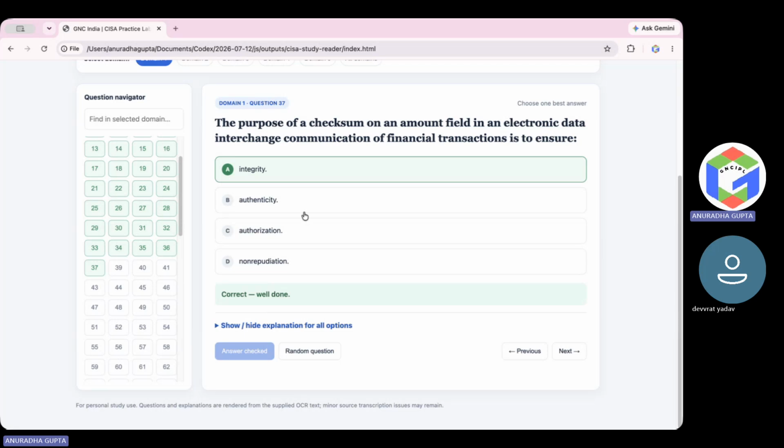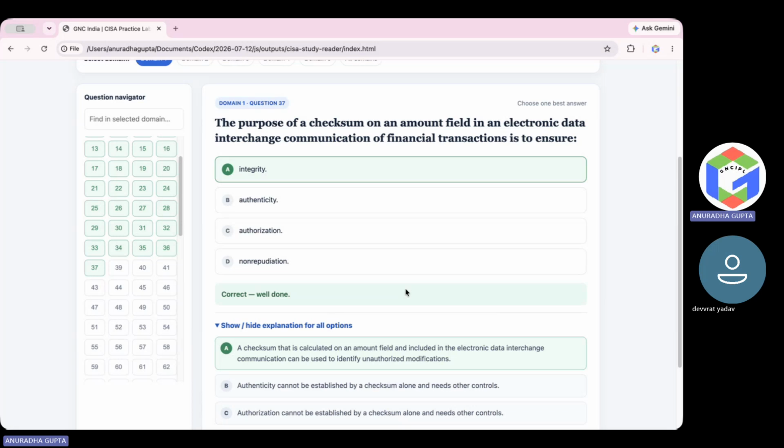Yes, it is the integrity. A checksum that is calculated on an amount field and included in the electronic data interchange combination can be used to identify unauthorized modification. You have sent 10,000 rupees, your friend should receive 10,000 only. It should not be greater or less than that.